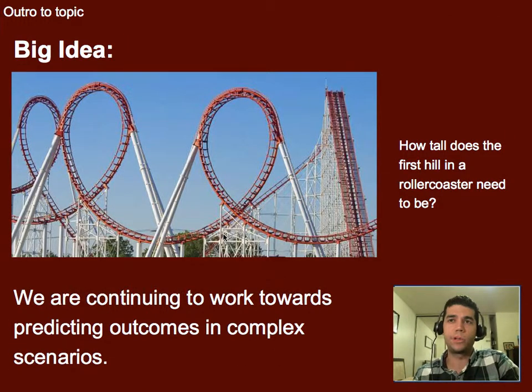So the big idea we were working towards is how do we predict the outcomes in more complex scenarios, such as how much height do you need on a hill in order for a roller coaster to make it through safely? And what I'll tell you is the easiest way to do that is with energy.